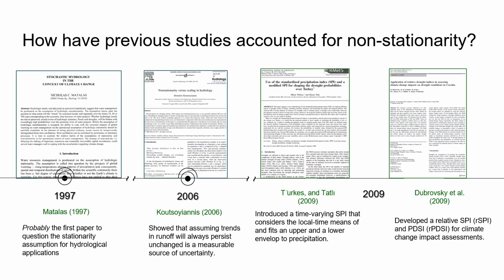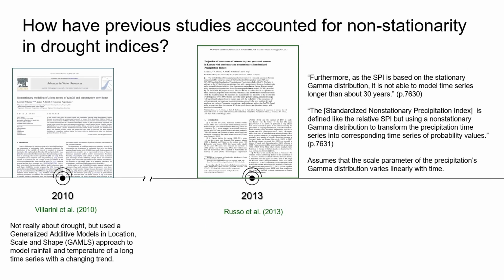In 2009, two papers proposed alternatives to the way we calculate the SPI to acknowledge non-stationarity in long-term climate. Villarini et al. 2010 applied the generalized additive model in location and shape, or the GAMLSS approach, to model rainfall and temperature where trends were known but assumed to change. The GAMLSS model approach will get applied to this problem by a lot of subsequent papers. Russo et al. 2013 took a deep dive into the stationarity SPI problem and developed a non-stationary SPI that will be applied by subsequent papers.